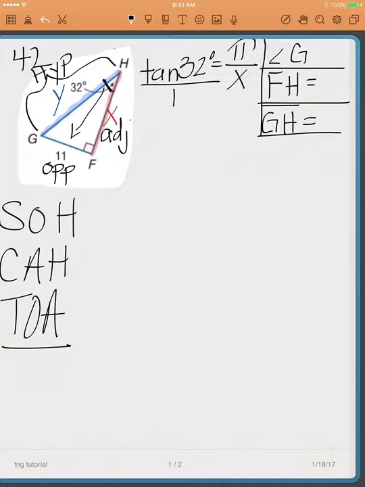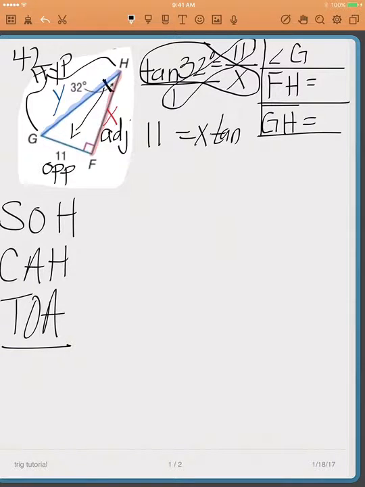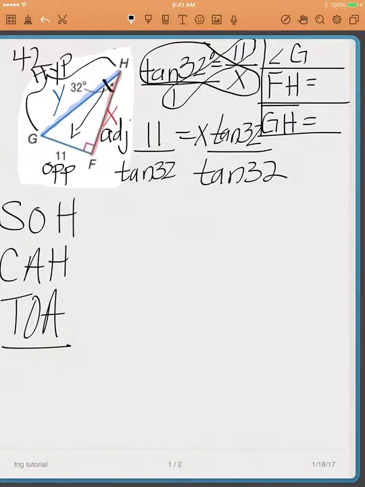Put this guy over 1 and let's cross multiply. So 11 times 1, which is 11, equals tangent of 32 times x. So on the left side I end up with 11, and on the right side I end up with x times the tangent of 32. To solve for x, divide by the tangent of 32 degrees. This cancels out, and I'm left with x equals 11 divided by the tangent of 32 degrees.